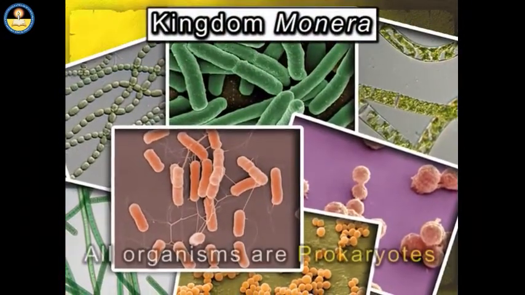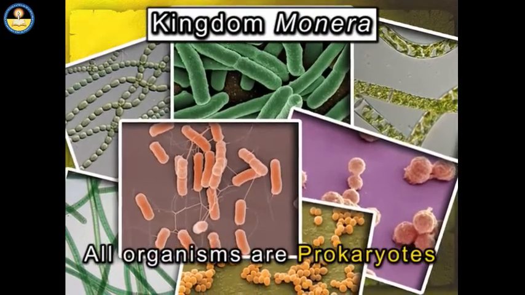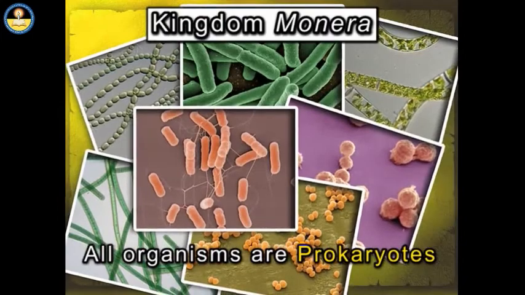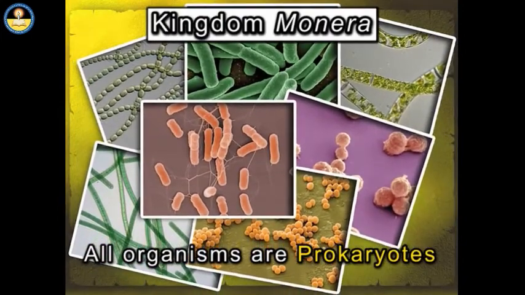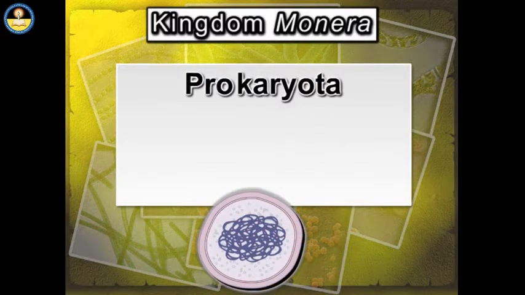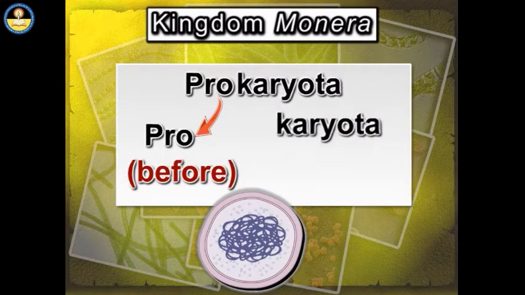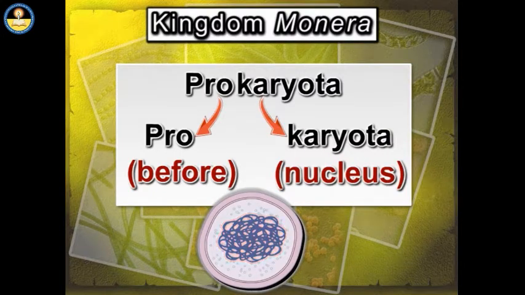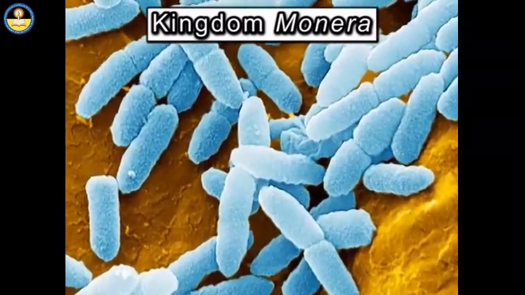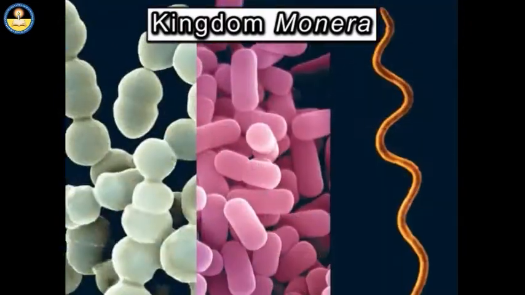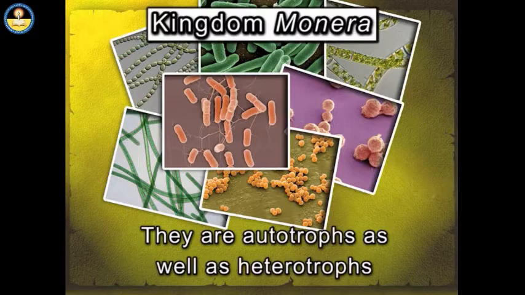Kingdom Monera. All the organisms of this kingdom are prokaryotes. Monerans are considered as the most primitive group of organisms. Monerans are classified in a domain named Prokaryota based on the Greek words pro, which means before, and karyota, which means nucleus, as a membrane-bound nucleus is absent in these organisms. Monerans are small and the simplest of all living things. This group contains members with both modes of nutrition, autotrophs as well as heterotrophs.